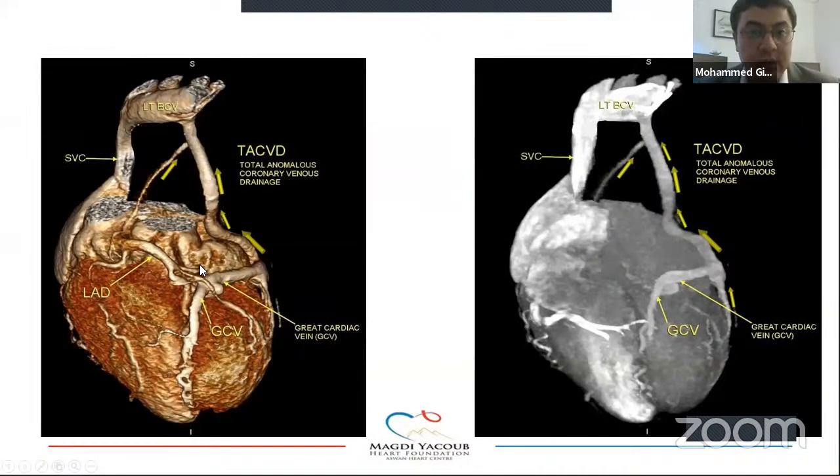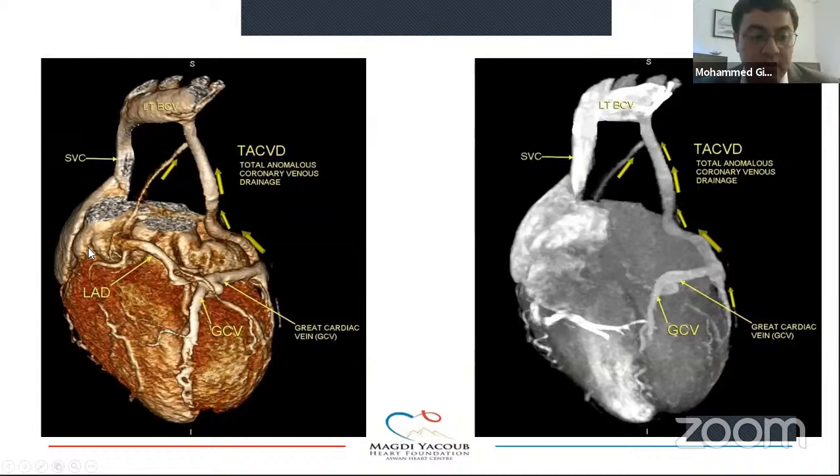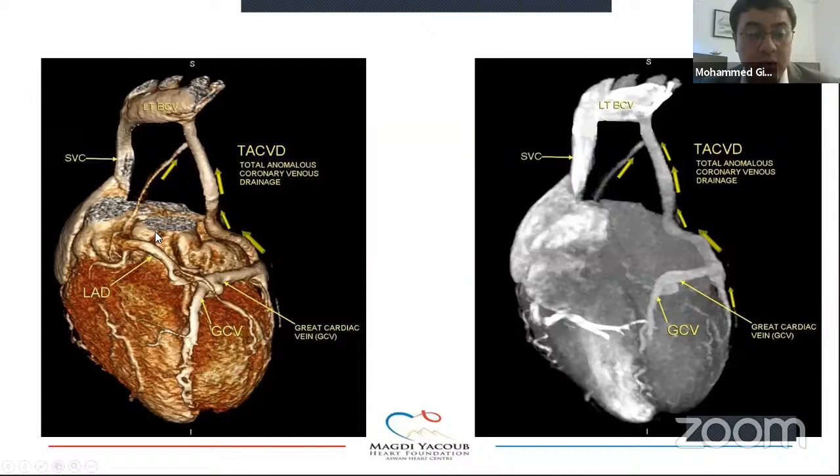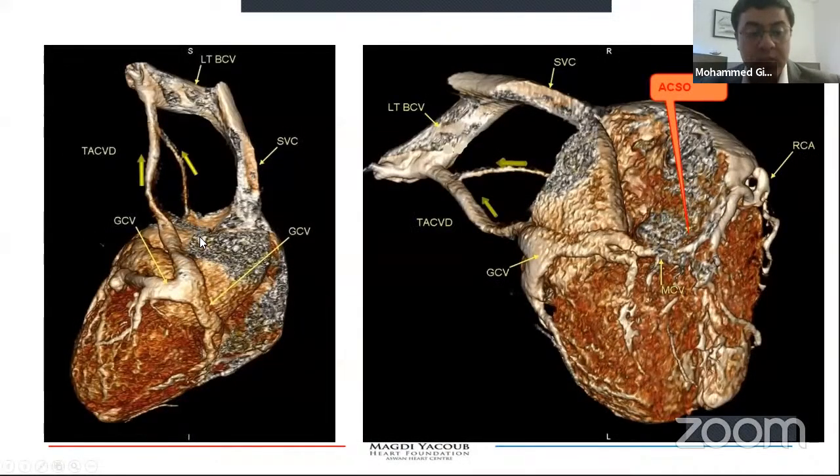This is the aorta. This VRT image shows the aorta, and this is the pulmonary artery. This is the right ventricle, left ventricle, and this is the LAD. This structure is the greater cardiac vein, along with its tributaries. This view is from the lateral side. This is left atrium, left ventricle, right atrium, right ventricle. And these are the tributaries of the greater cardiac vein, seen draining into this left-sided vertical vein, which in turn drains into the left brachiocephalic vein: anomalous coronary venous drainage.